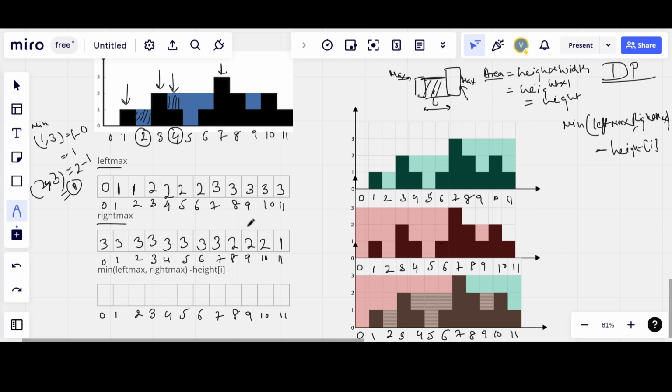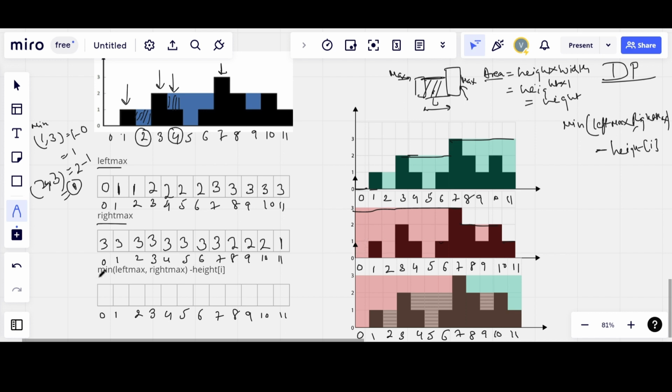So the same we have represented in a graph, the left max and the right max. As you can see, for the left max, at index 0 it is 0, at index 1 it's 1, at index 2 it's 1, and at index 3 it's 2. Then at index 4 it's again 2, and 2 till 7, and after 7 it's all 3. Similarly, the right max, starting from the last index, is 1 for the 11th index, then for 10 it's 2, then 2 till 8, and on 7 it's 3, and then 3 till 0.